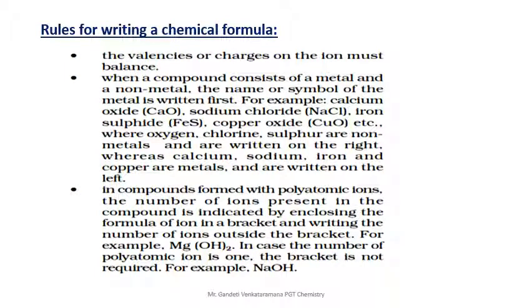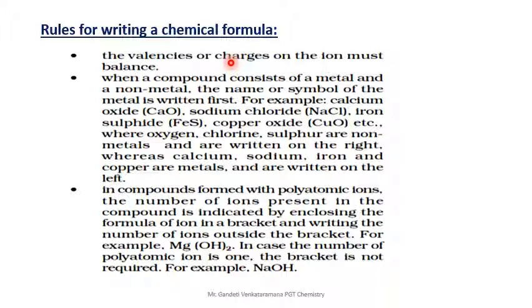Rules for writing a chemical formula. Here some rules have been mentioned. I will just go through the rules. You may not understand the rules, but we will see the examples, then only you can understand what is going on inside. First rule: the valencies or charges on the ions must balance. Briefly I will explain. The valencies or charges, that means positive +1, +2, +3 or -1, -2, -3, on the ion must balance.